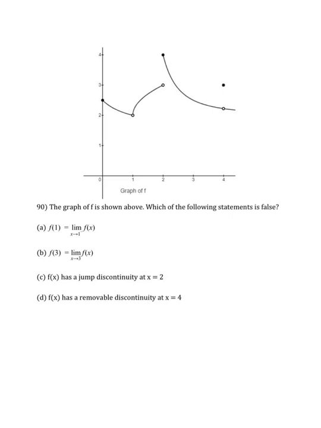But at any rate, the answer to number 90 is choice A, and the reason for that is that we don't even have a value of f of 1. So the limit as you approach 1 from the left certainly cannot equal f of 1, since f of 1 does not exist.